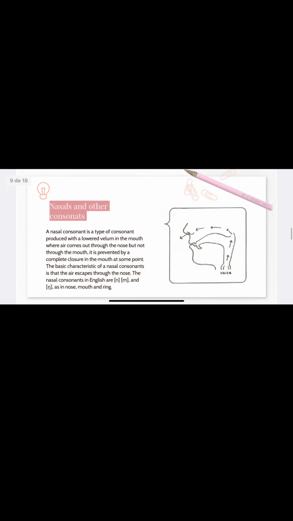Nasals and other consonants. A nasal consonant is a type of consonant produced with a lowered velum in the mouth, where air comes out through the nose, but not through the mouth. It is prevented by a complete closure in the mouth at some point. The basic characteristic of a nasal consonant is that the air escapes through the nose. The nasal consonants in English are n, m, and ng, as in nose, mouth, and ring.